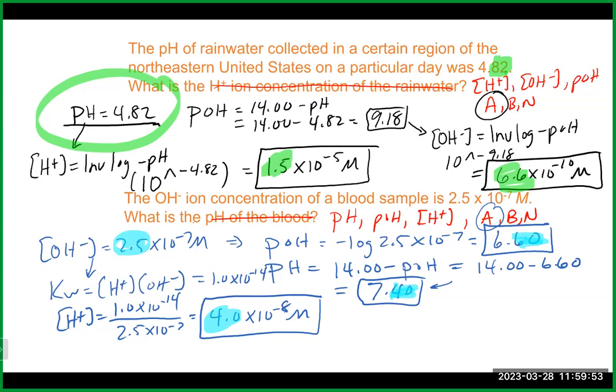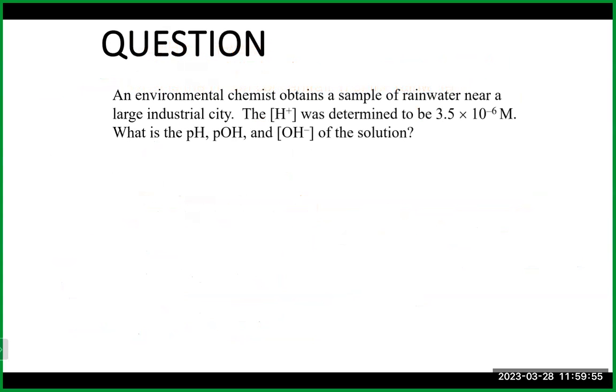All right, then let's take a look. I think we might have a couple more here. Let's do this one here. We have the H plus is 3.5 times 10 to the minus 6. What's the pH, pOH, and OH minus? We have the H plus given to us. So really off the bat, we could do 1 of 2 things. We could either get the pH or we could use Kw and get the OH minus concentration. I'm going to choose here to get the pH first.